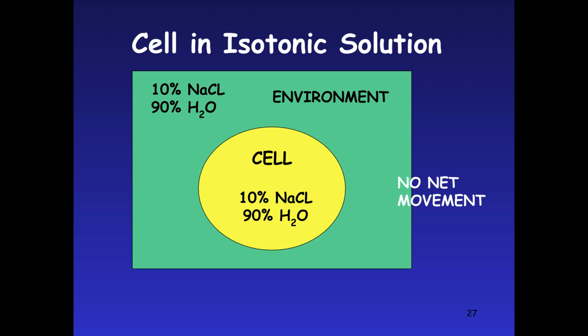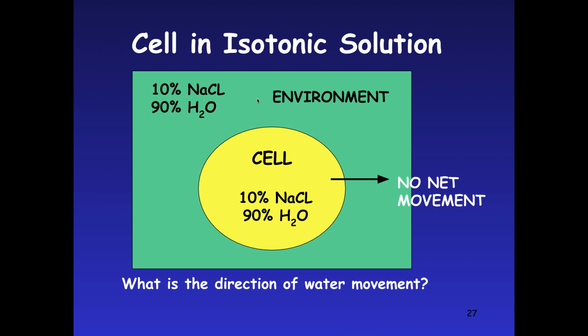So water moves from high concentration to low concentration. Since the concentration is the same on both sides, there's no water moving in an isotonic solution. It's perfectly happy. So what's the direction? There's no movement of water. Okay?